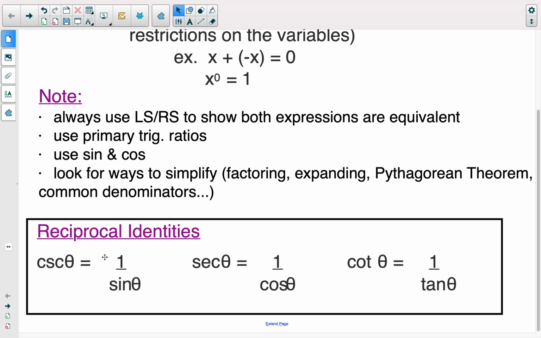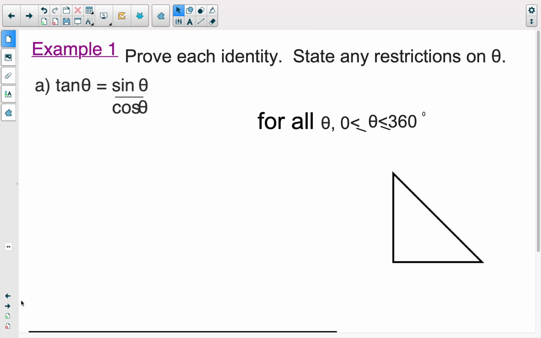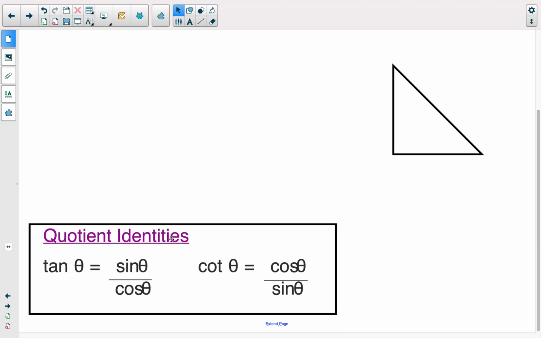The three identities we first are looking at are reciprocal identities. We already know them. Cosecant theta is 1 over sine theta, secant theta is 1 over cos theta, and cot theta is 1 over tan theta. The next identities we have to look at are the quotient identities, which are tan theta is sine theta over cos theta, and cot theta is cos theta over sine theta.